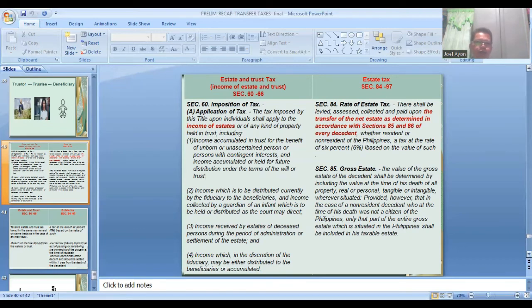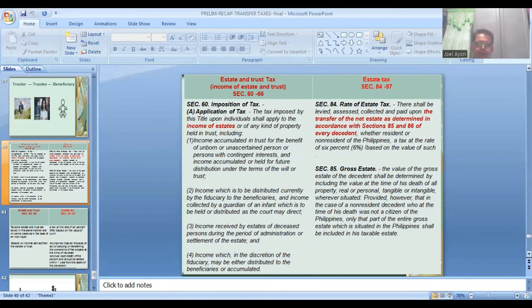So under section 60, to emphasize the imposition of tax, application of tax: the tax imposed by this title upon individuals shall apply to the income of estates. And again, take note, income of estates.